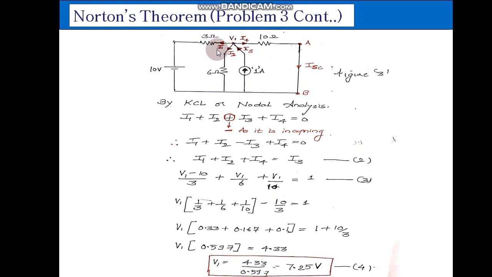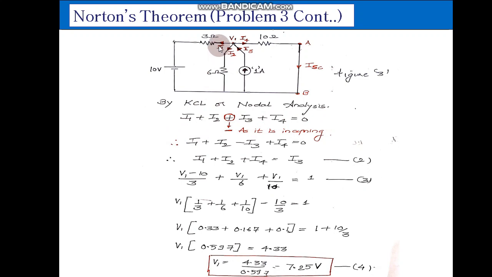So all the currents are supposed to be outgoing currents, but don't consider the source. Wherever the current source is there, whatever the direction it shows, please take it as it is. So here the current is shown as entering this node V1. So I have taken it as incoming current to the node V1. Rest of all the currents are considered as outgoing currents from the node V1, except where the current source is available.